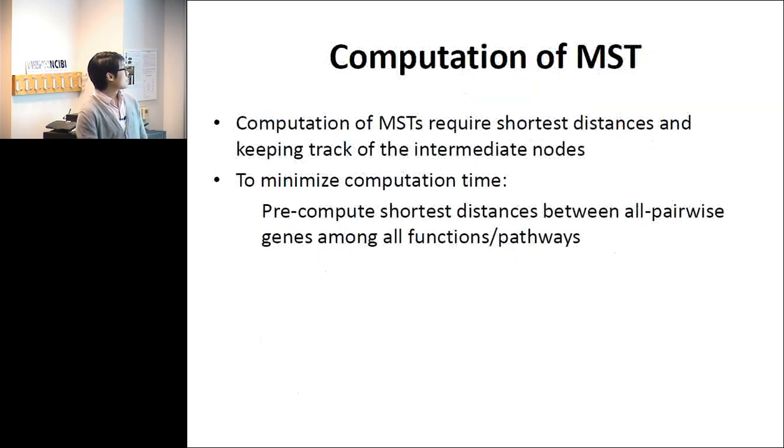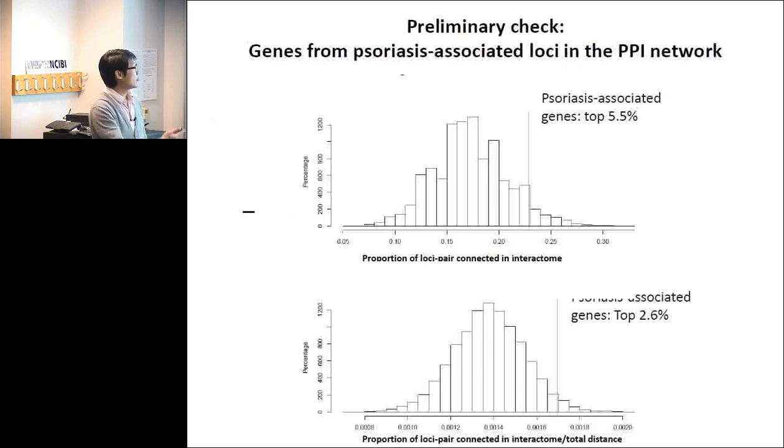we actually pre-compute all the shortest distances between every gene in every pathway or function that we have. Okay, and then whenever you have some genes from the associated loci that you identify, we just look up the shortest distance between them. So we do not need to compute them on the fly. Okay, so as a preliminary look, I'm running out of time, so I'll just give a really quick overview.